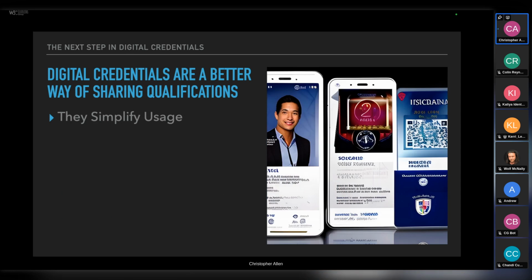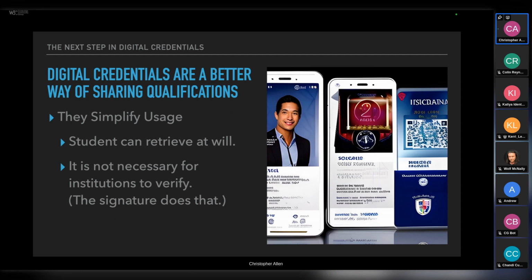They allow you to simplify your usage. The students can use them as they will. It's not necessary for a staffer in an institution to verify, because a signature does that. And of course, there's no phone home. That's actually one of the first useful things from a verifiable credentials model, is that the holder can basically get it verified without having to call home, which could cause privacy problems.